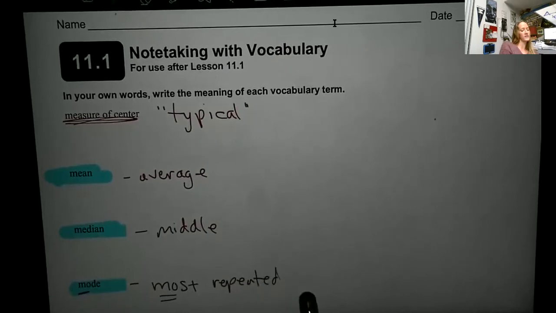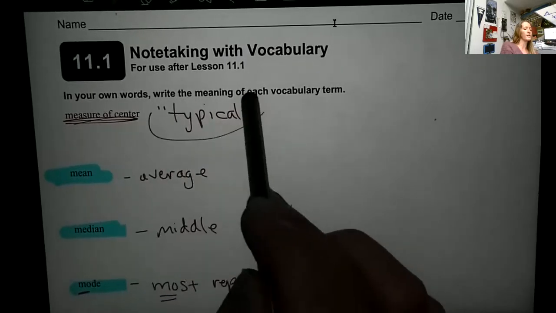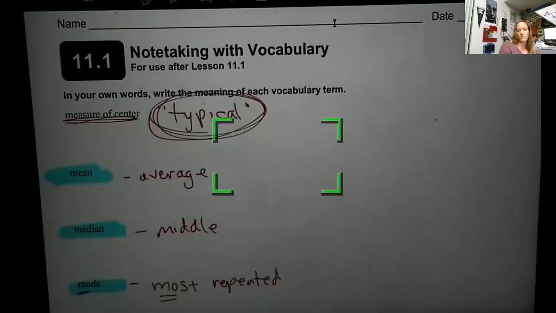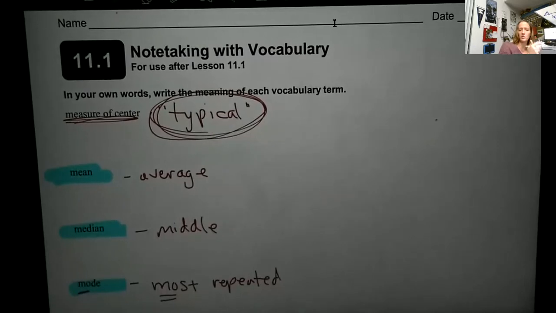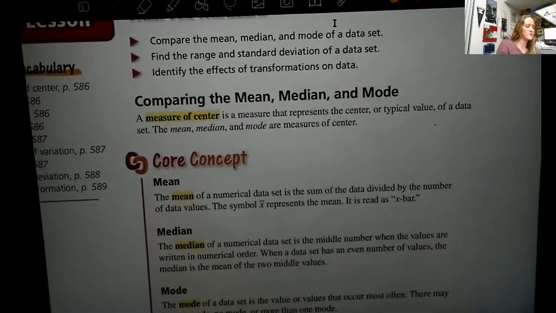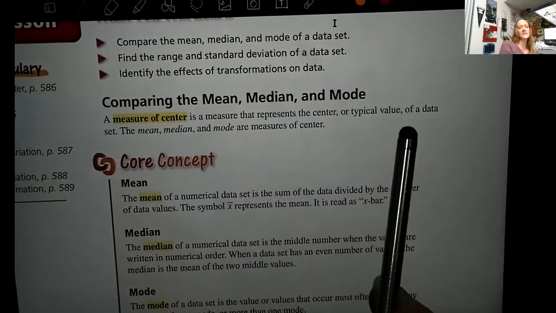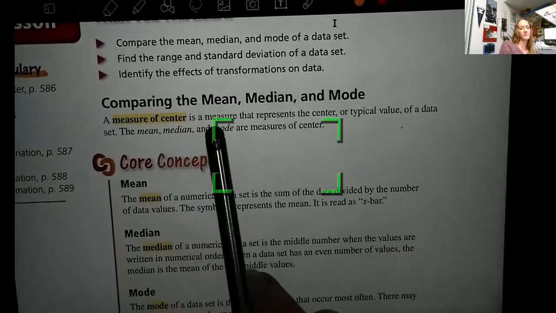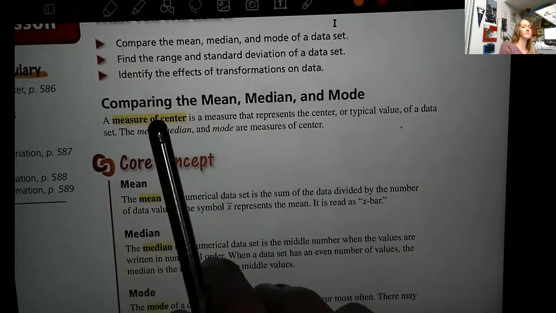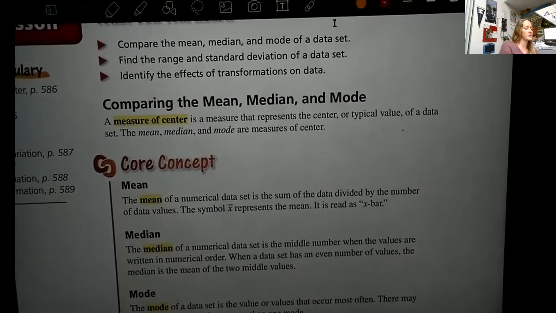So we have these different words that Khan already introduced to you. And what we're trying to figure out, the measure of center, is which one of these, for a certain data set, best describes the typical, the overall, the main value. Let's look in your book at what this measure of center is. Here we go. Measure of center is a measure that represents the center, a typical value of a data set. And then there are 3 different ways of measuring that. All 3 of these can be measures of center, but it depends on the data set as to which one is the best one. And so that's our job today.